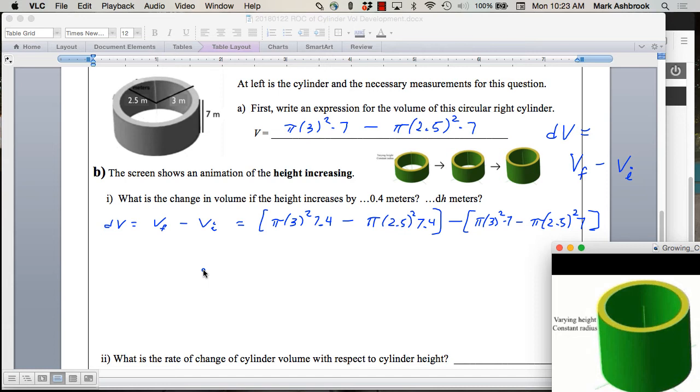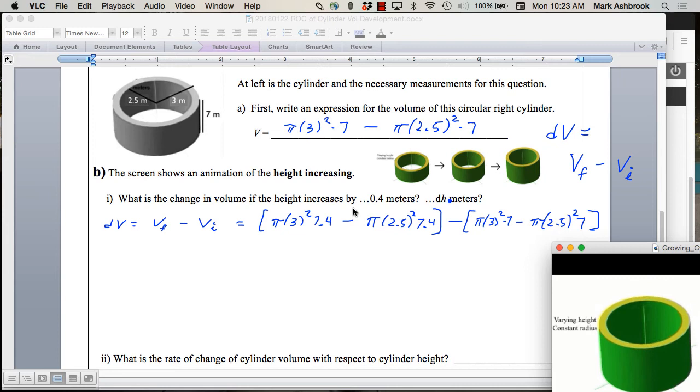Would it be just the same, with instead of the actual measurement, like dH? Maybe. You're going to try doing the same thing with 7.4 and 7 plus dH, and then the initial. Okay, so that's how we're actually going to figure out what it is. That's right.